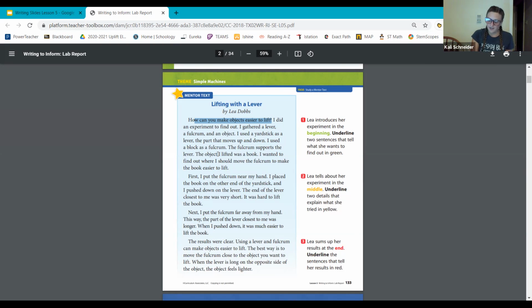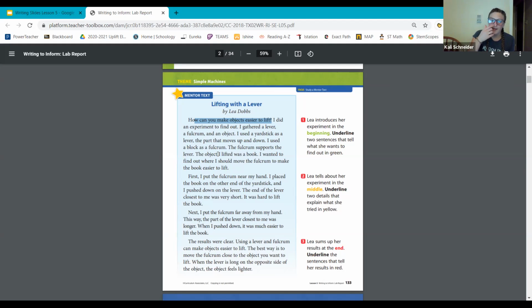All right. So this time we're going to read the lab report. As a writer, I'm going to pay close attention to its organization, noticing what the writer writes in the beginning, middle, and end of the text. So I want you to practice, follow along, reread it out loud or in your brain. And we're going to go ahead and work through the beginning, middle, and end.